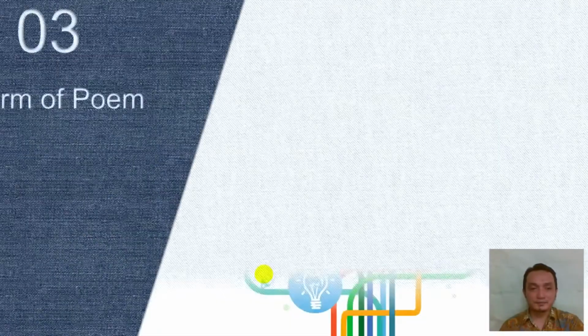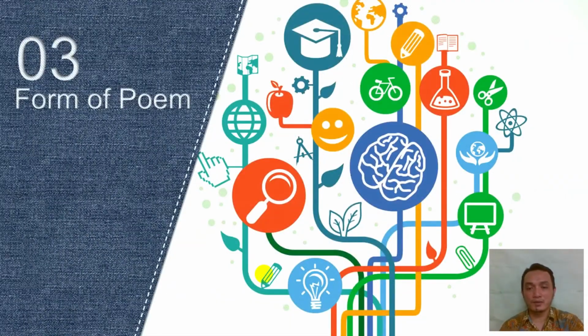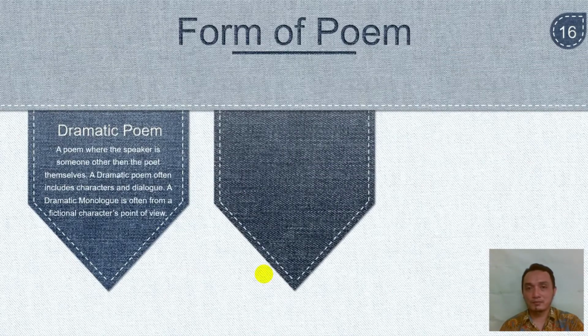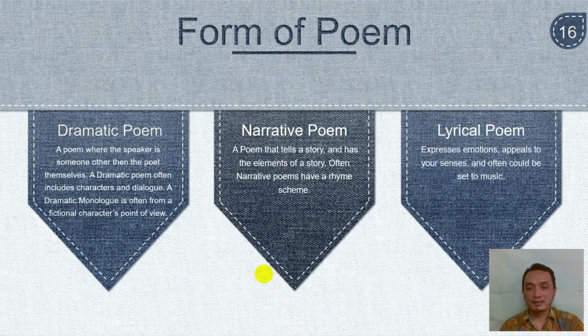Okay, next, number 3, form of poem. This is the form of poem. The forms here are dramatic poem, narrative poem, and lyrical poem. What about them? In detail, a dramatic poem is where the speaker is someone other than the poet themselves. A dramatic poem often includes characters and dialogue. A dramatic monologue is often from a fictional character's point of view. So in dramatic, the writer is not the main actor.